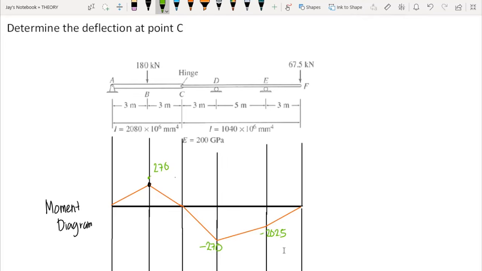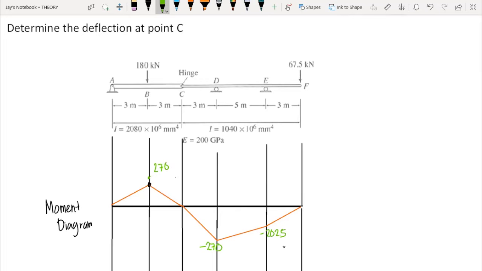Basically, all you need to do here is, of course, compute the reactions using equilibrium equations and draw the shear and moment diagram. But to expedite the process, I have already drawn the moment diagram here. So this is our moment diagram. At point B, we have 270. At point D, we have negative 270. And at point E, we have negative 202.5. So you can draw the shear and moment diagram. And if you do not know how to draw the moment diagram, I have separate videos for that.